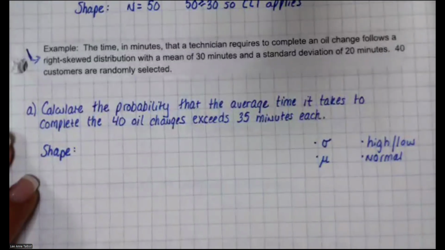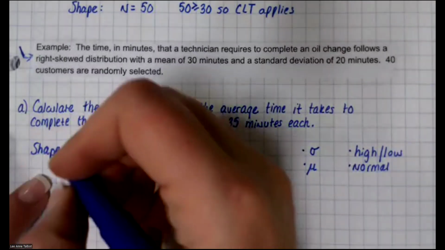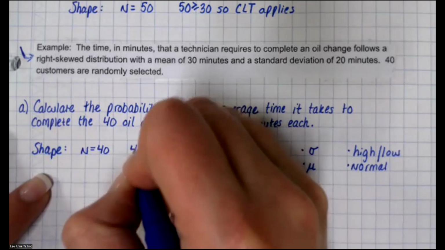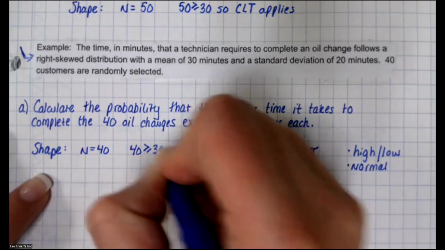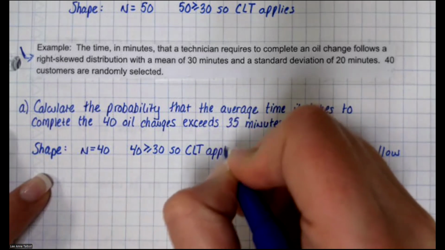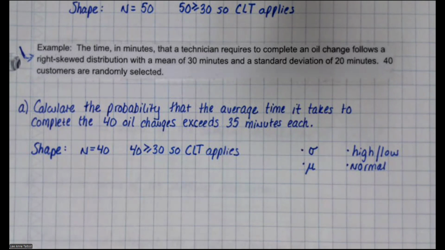What is n in this problem? 40. Okay, so you say n equals 40. 40 is greater than or equal to 30, so CLT applies. Now pause real quick. This is very easy to check off. Oh, now I get to use normal distribution. Now I can use normal CDF.